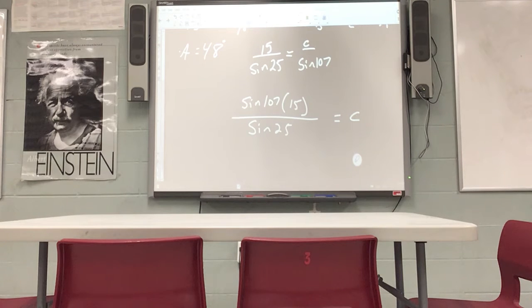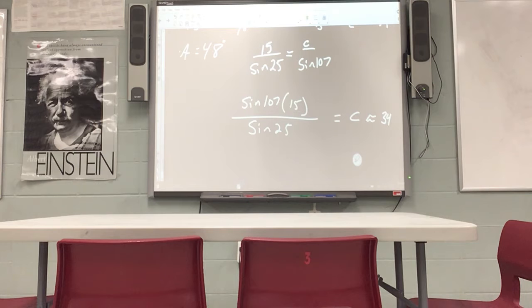Okay, so make sure you're in degree mode. Remember, you got to be in degree mode. I would do it in steps on my calculator because I'm afraid I'll mess it up. So I would do sine of 107, enter, times 15, enter, divided by sine of 25, enter. So, 33.9, so about 34.